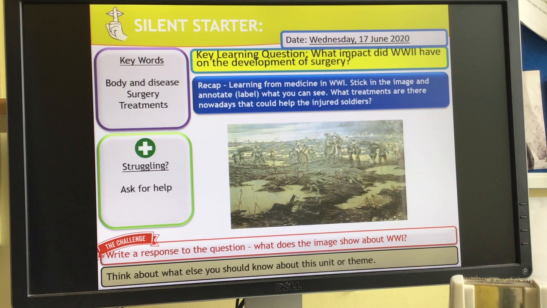So we'd usually, as you can see from my slide here, stick in the image and annotate it. But I understand not all of you have printers, which is absolutely fine, so you don't need to do that. But I wanted to just look at it and think about what treatments there are nowadays that could help any of these injured soldiers in this picture here. So press pause and have a think.